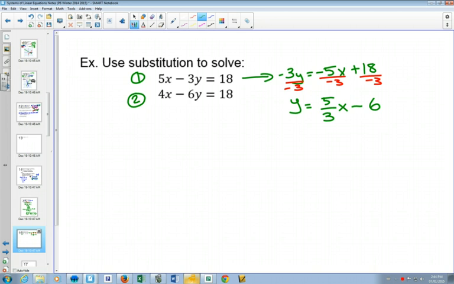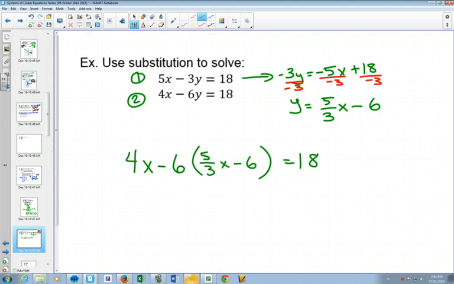And then we take our second equation and rewrite it, but instead of writing y, we write 5 over 3x minus 6. Okay, now it's a grade 9 question. First of all, you're going to need to distribute. And when I multiply that negative 6 through, it's negative 6 over 1. It will be minus 30 over 3x. And negative 6 times negative 6 will be plus 36 equals 18.